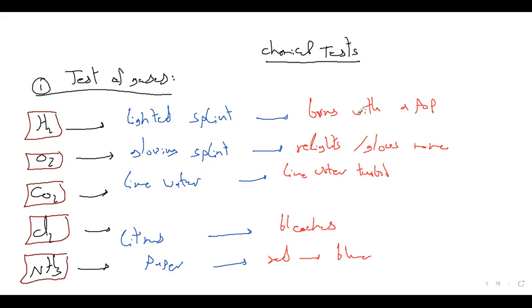Lighted splint burns with a pop. Glowing splint relights or glows more. Lime water turns turbid or milky. Chlorine, litmus paper bleaches or turns white. Ammonia turns red litmus paper blue, and has a pungent smell. For ammonia, you'll find it has a pungent smell.